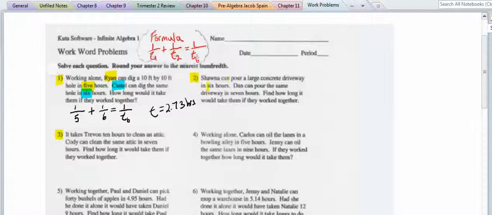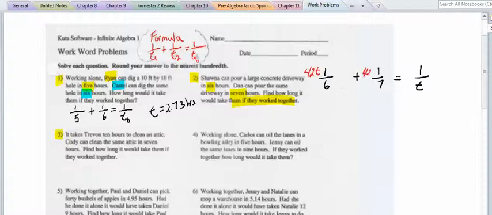So we've got a 6-hour time, we got a 7-hour time, and then it says how long if they go together. So let's set up our equation. 1 over 6 hours, that's 1, plus 1 over 7 hours. How long will it take them together? Find a common denominator. Remember, the easy way to do that is multiply the two denominators together to get 42, but don't forget there's a t down there.